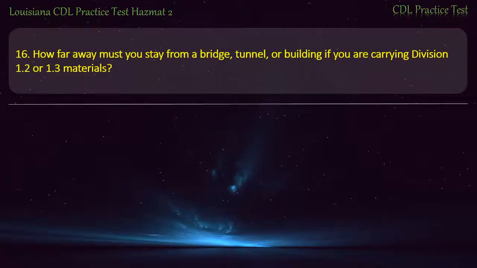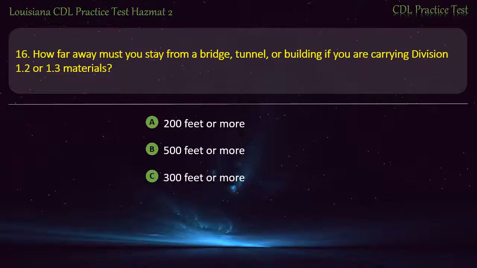Question 16. How far away must you stay from a bridge, tunnel, or building if you are carrying Division 1.2 or 1.3 materials? 200 feet or more. 500 feet or more. 300 feet or more. 100 feet or more. Answer: 300 feet or more.